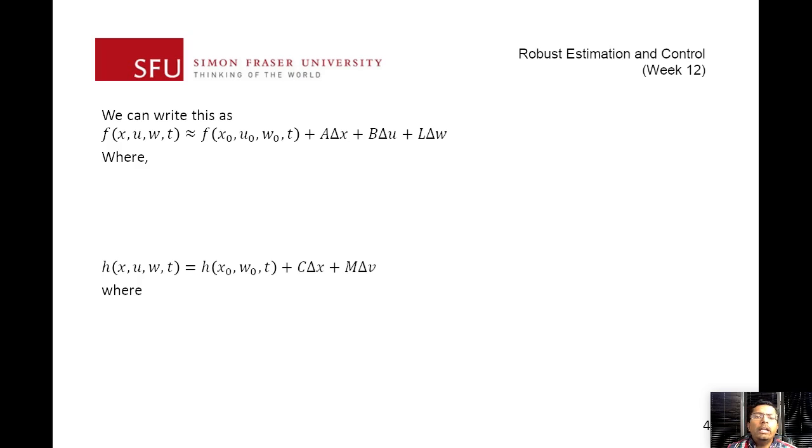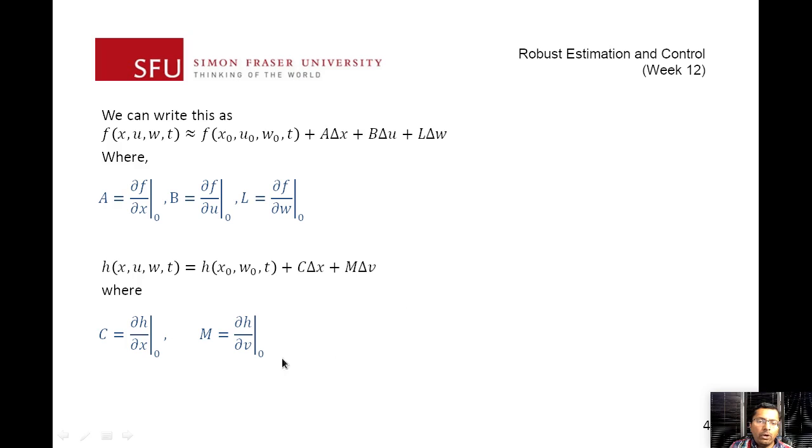So what we can then do is write f as the approximation of f at the 0 point plus some A matrix times delta x, plus some B matrix times delta u, plus some L matrix times delta w. Where A would be partial f partial x at 0, B would be partial f partial u at 0, L would be partial f partial w at 0. When I say at 0, I mean x equal to x0, u equal to u0, and w equal to w0. Similarly, we can do that for h, and this is the formula that we would get.